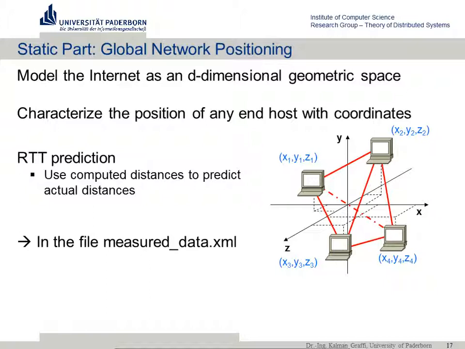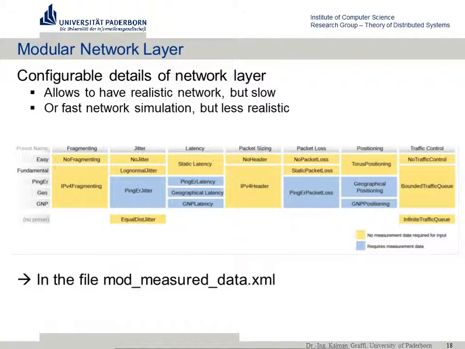seminar, and it's basically that you have two files in the simulator which are based on the network measurements, and which define how the times between two nodes are, how the loss rate is. The first one is the measured data XML, that I will talk about soon, and there's another one, the modular measured data, and that just allows you to configure your network very precisely on fragmenting, jitter, and latency, and everything that is available you can modify. Most of you will use the default configuration. I just want to show you that it's very versatile what you can do.